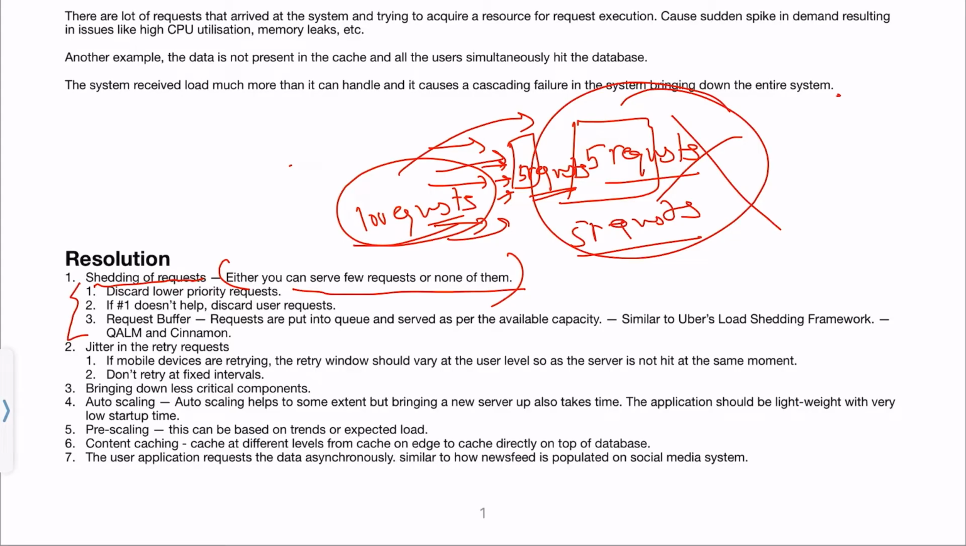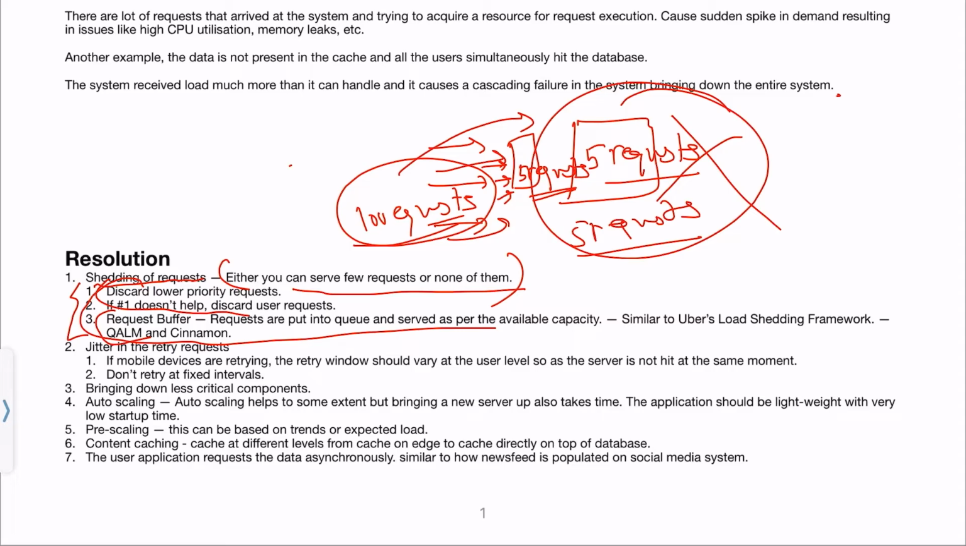I said that you can shed the request. There are different ways, and we also covered Uber architecture. Two Uber architectures, specifically 𝐶 and cinnamon, and there were 3 videos in cinnamon architecture. So we have talked about this in quite a lot of detail, how load shedding can work. So these are all the ways you can shed the request.